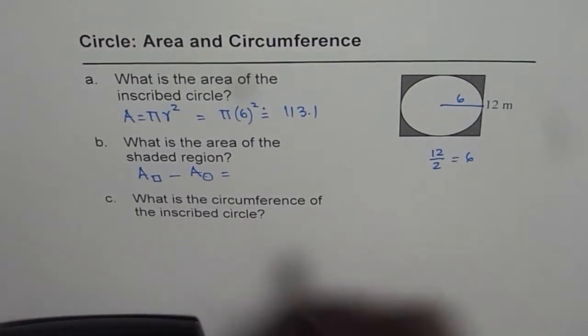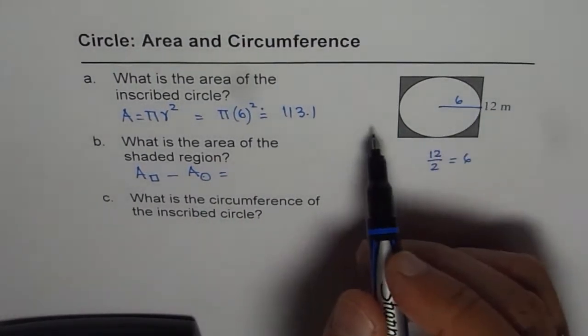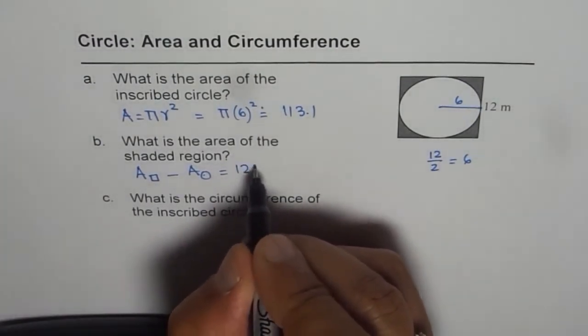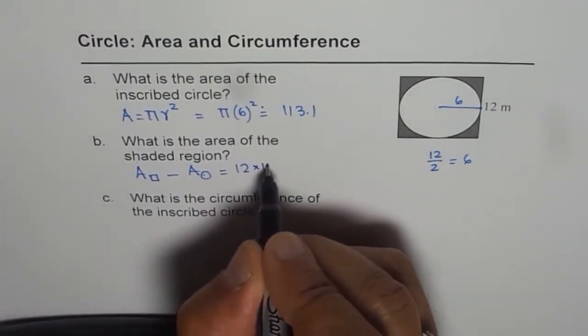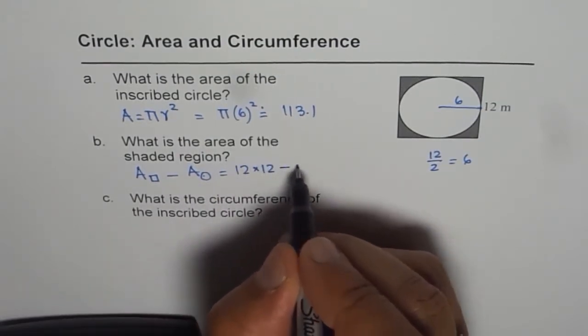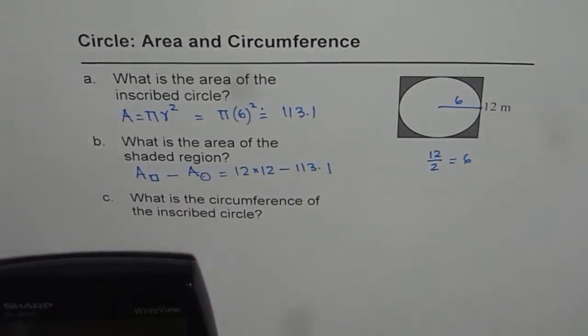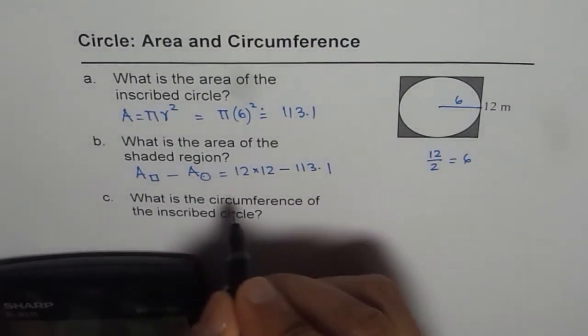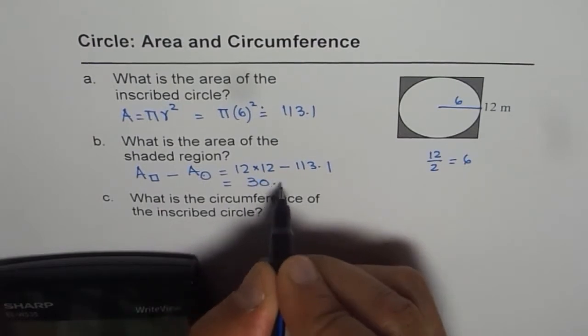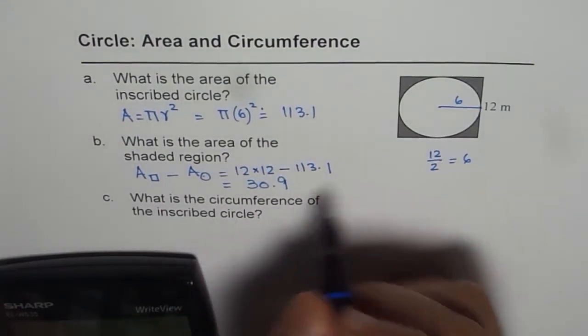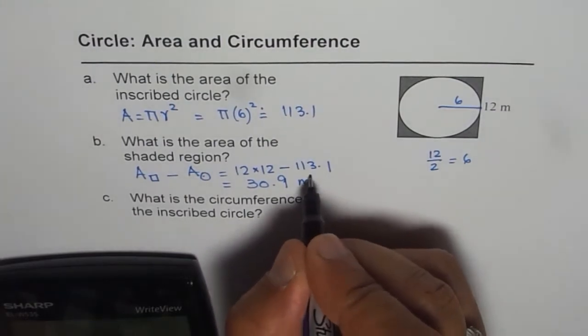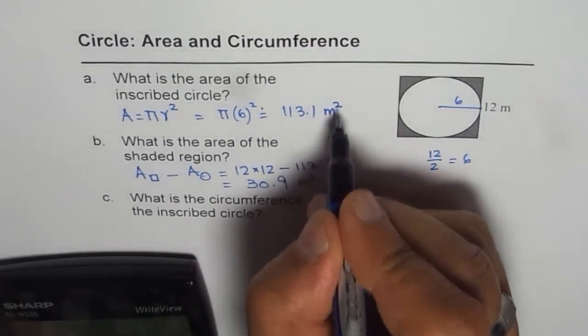So what is the area of the square? The area of the square is 12 times 12, correct? And the circle we already found, which is 113.1, right? So let's use the calculator and figure it out. So it's 12 times 12 minus 113.1. That gives us 30.9. So we get this answer as equal to 30.9. The units are meters squared, right? So don't forget units. Let me write down here also, meters squared, correct?